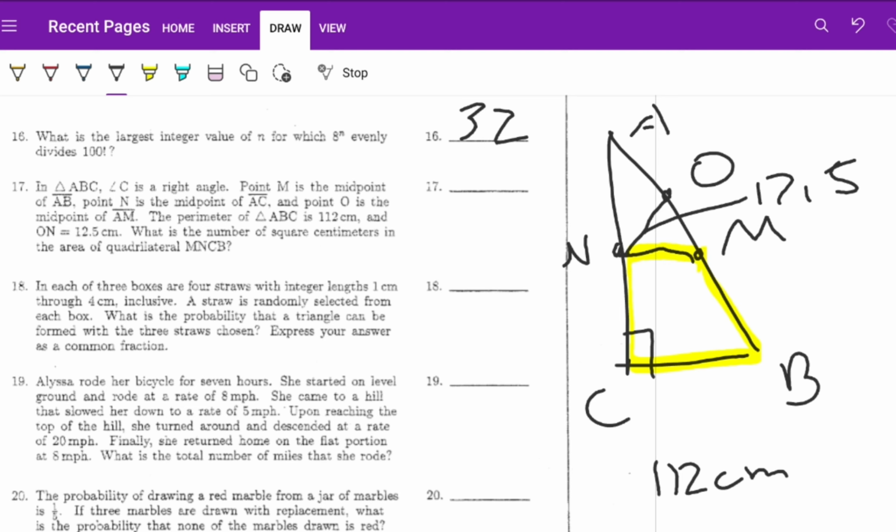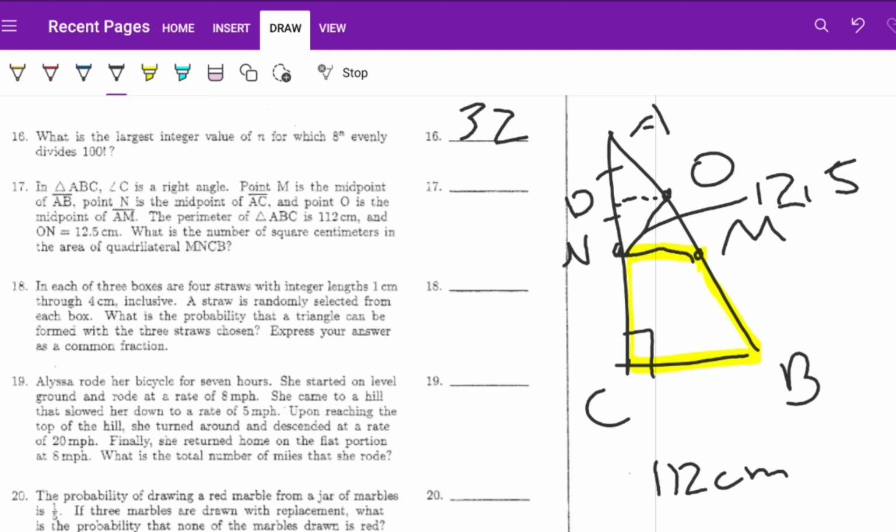A midpoint just divides a line segment into two congruent line segments. So M divides AB into two congruent segments, AM and MB. N divides AC into two congruent segments, AN and NC, and also O divides AM into AO and OM. And since we know that ON is 12.5, we can construct an imaginary line here, and let's call it D. And since O is the midpoint of AM, then D should also be the midpoint of AN.